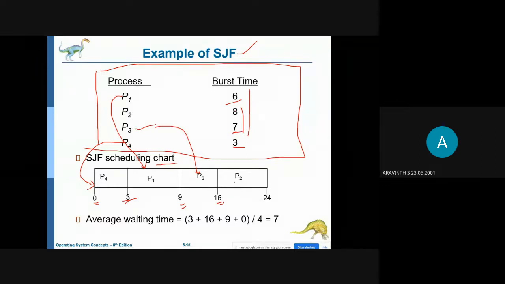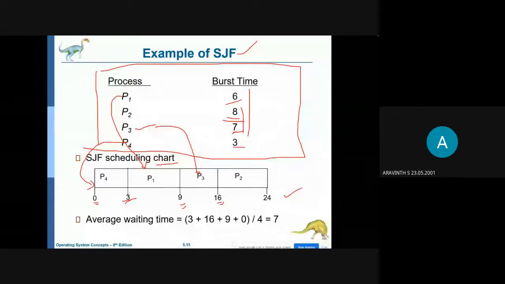Then P2 is running. P2 has only one process remaining. It has 8 burst time. So already it waited 16 seconds. 16 plus 8, 24. Now all these processes are allocated to the CPU in the manner of shortest job first scheduling. So whichever is shorter, that will execute in the CPU.